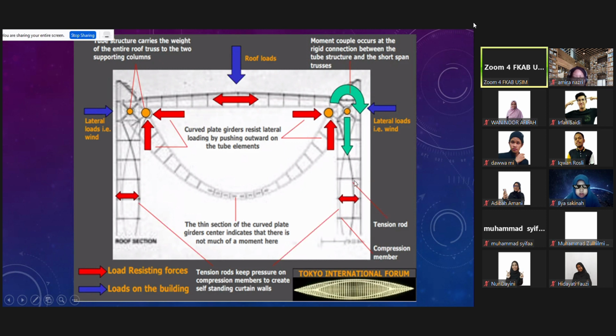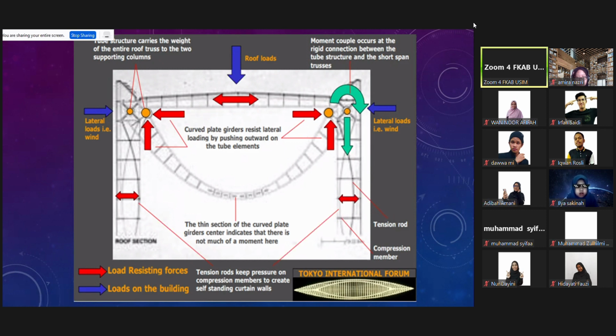This is the tension rod, this is the compression rod. The whole thing is like a column, this is the frame. But it isn't designed in such a way that the column is what we used to imagine, a solid column. This is like a frame column, like a beam transferring to a column. The red is resisting forces, and the blue is the load of the building. So the tension rods on both sides keep the pressure on the compression members to create a self-standing curtain wall. The self-standing curtain wall means this whole thing itself is a frame wall. It acts as a wall as well as a column. The actual columns are the 2 at the far ends.